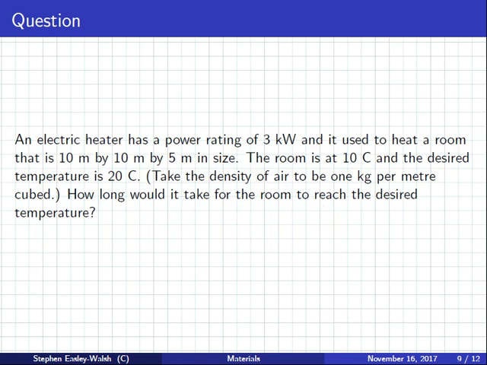Right. An electric heater has a power of 3 kilowatts, and you use it to heat a room which is 10 by 10 by 5, and the room is 10 Celsius, and you want to increase the temperature to 20 Celsius. Take the density of air to be about 1 kilogram per meter cubed. How long will it take for the room to reach the desired temperature?